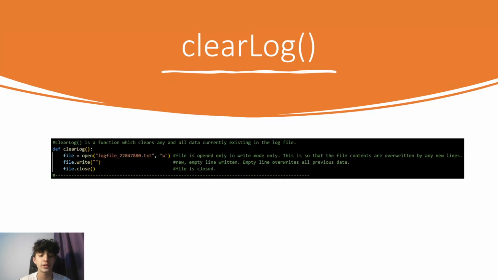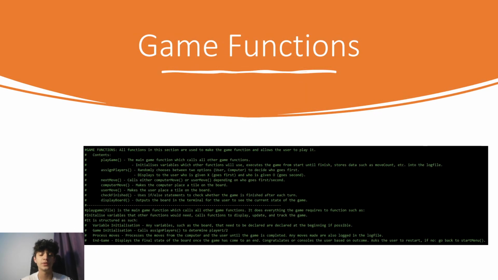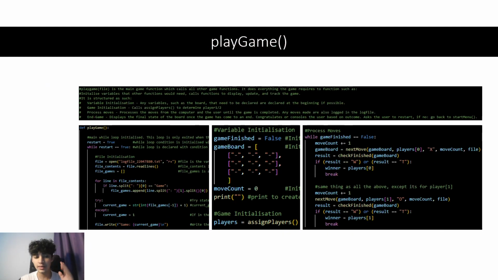Right, then we move over to clear log, which is option 2 for the selection menu, and basically what it does is it overwrites any existing data currently in the text file with blank white space, or with just nothing, right? So it just clears the entire thing, and then we move over to the main thing, which is the game function, right? And the main function within game functions is called play game. Play game calls every other function in there.